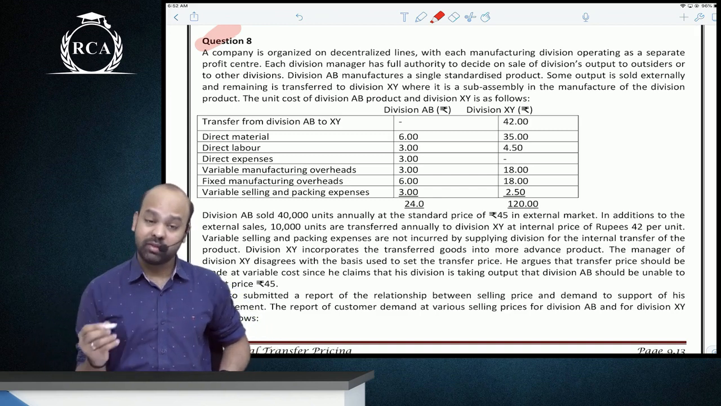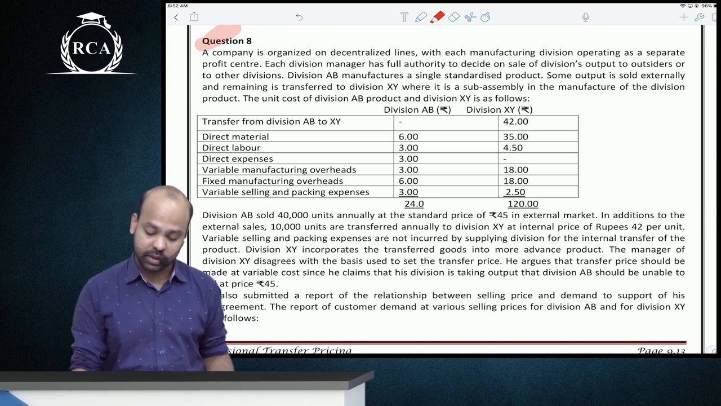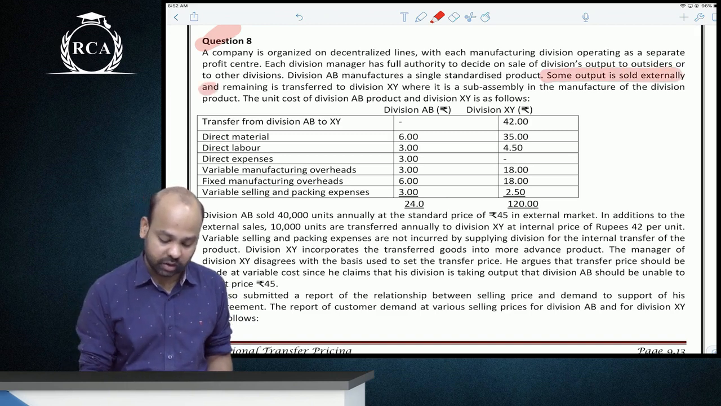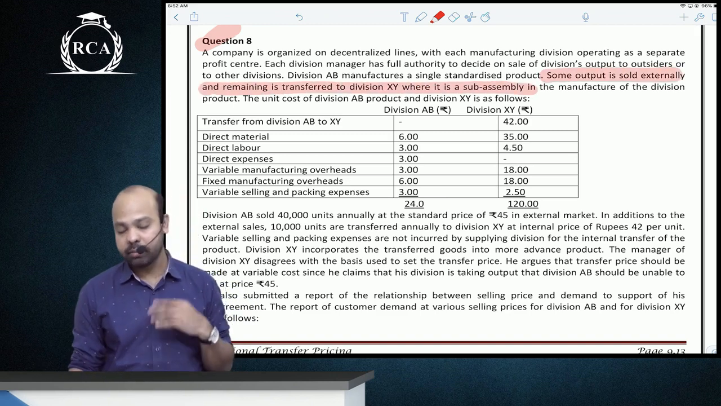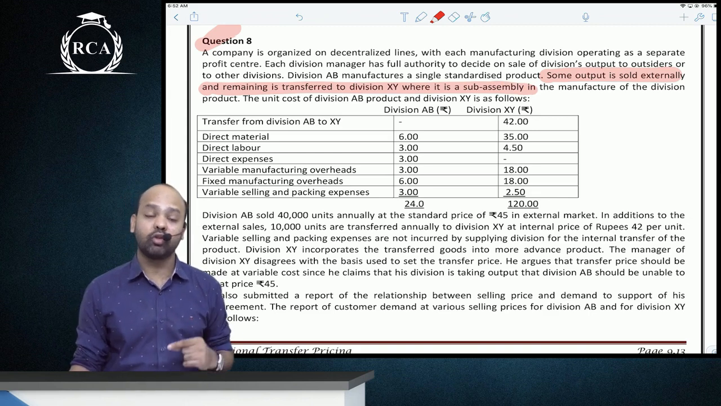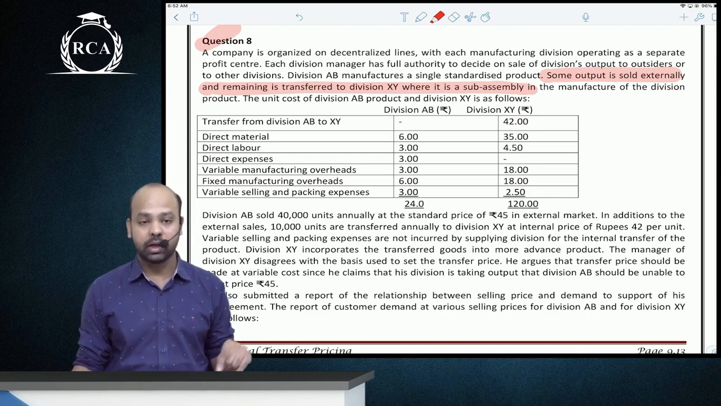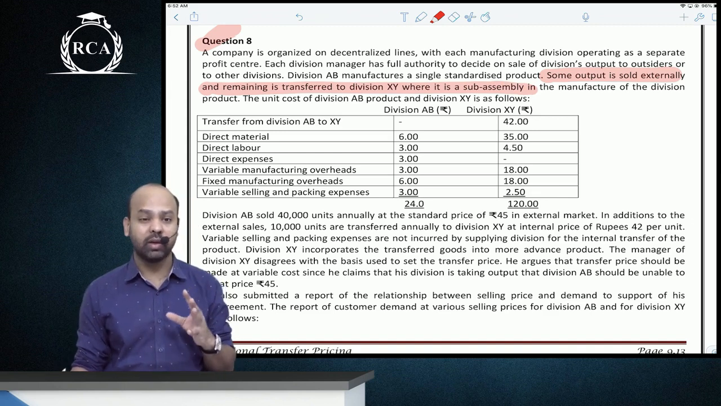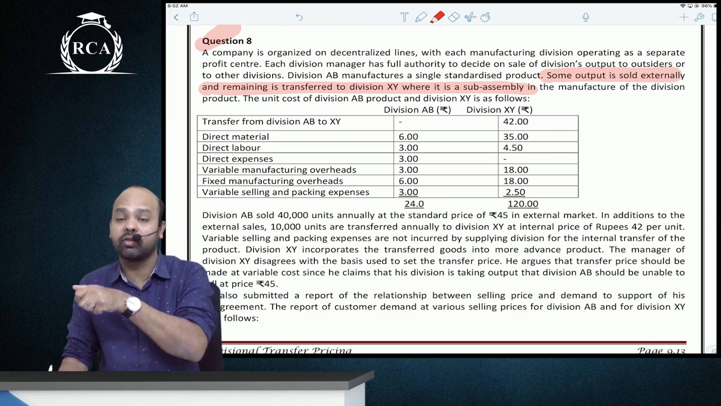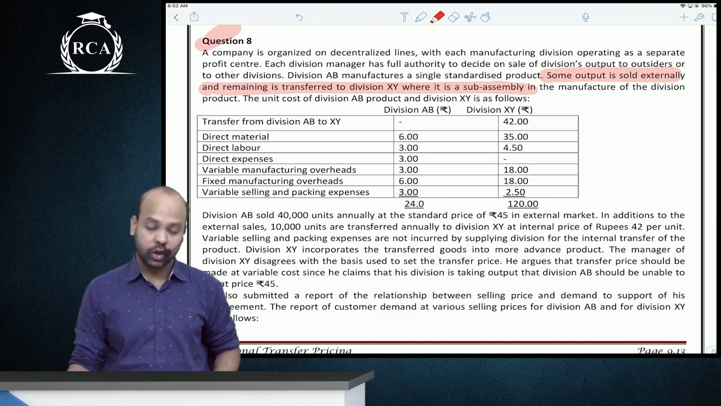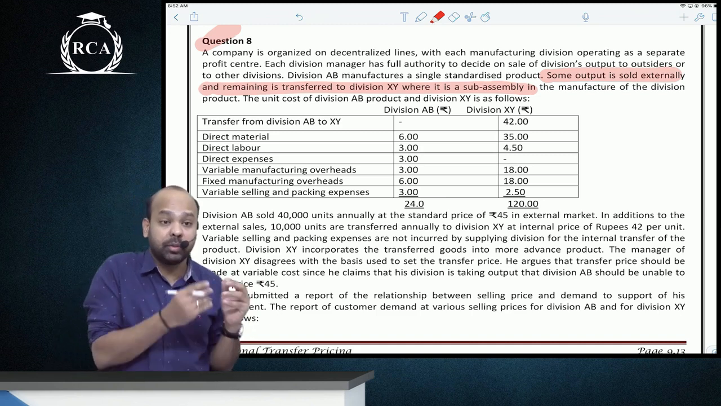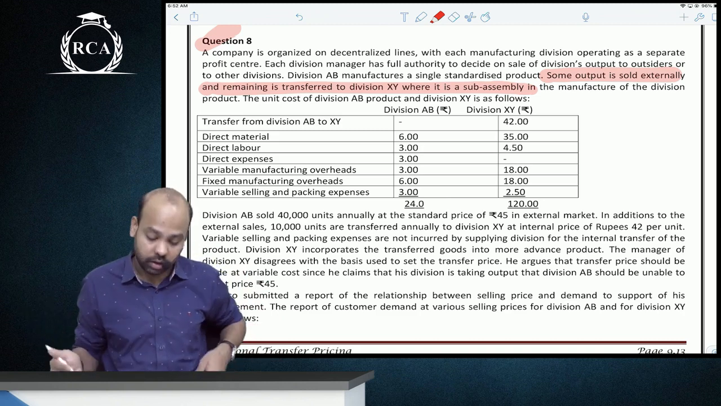So, if I go by the statement which says some output is sold externally and the remaining is transferred, I might come to the conclusion that this division is operating at full capacity. Yes or no? When they say some is sold externally and the remaining is transferred internally, it is not necessarily so. It is the output that is being sold externally and transferred internally.